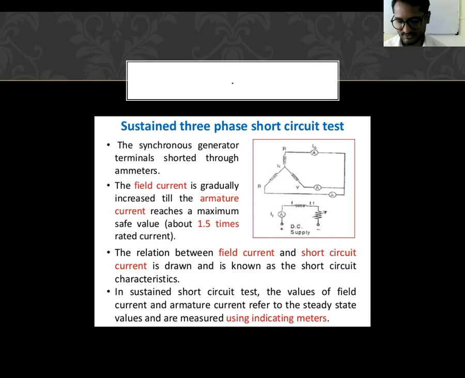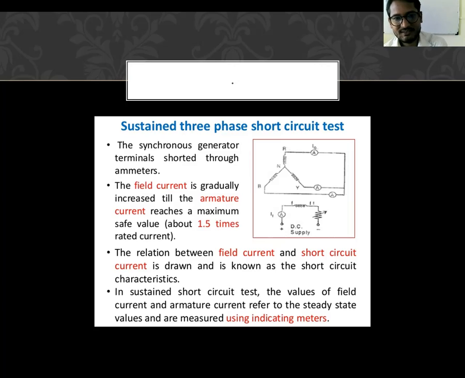Before starting this test, the field current should first be decreased to 0 and then start the alternator. Run the alternator at synchronous speed, increase the field current slowly in steps and measure the armature current at each step. The field current can be increased to get armature current up to 150% of the rated value.